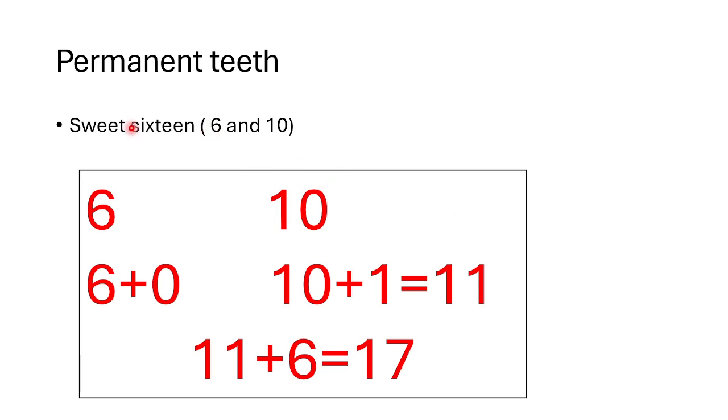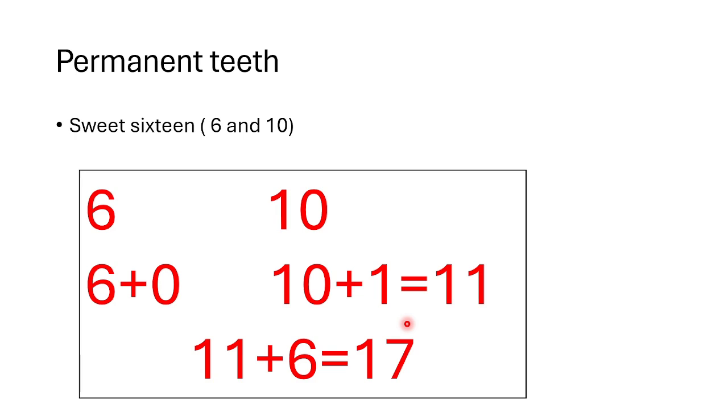So just to repeat, 16, 6 plus 10, so 6 and 10, then we add 0 to 6 and we add 1 to 10 to get 11, and then we add both of the numbers, that is 11 plus 6 to get 17. So our magic number for permanent teeth will be 6, 10, 6, 11 and 17.